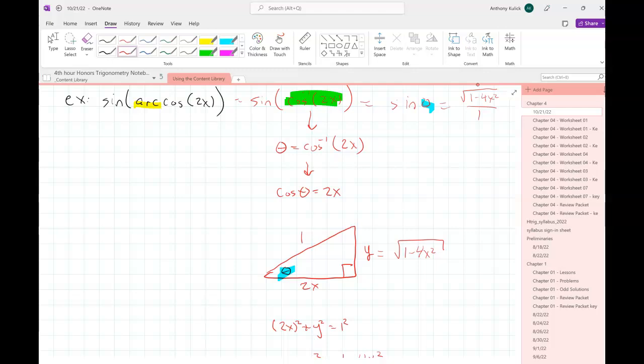So again, you just start with the inside. Use that to build your right triangle, and then we'll just use SOHCAHTOA on the right triangle that we built. That's really easy, right? It's not bad. The hardest thing we do are those middle problems where we're trying to find the value for theta in between a certain interval. Those are the trickiest ones.